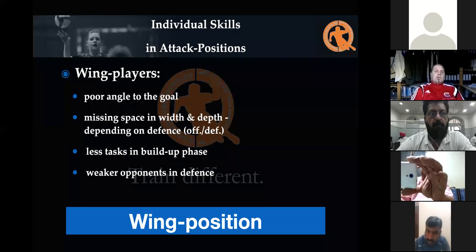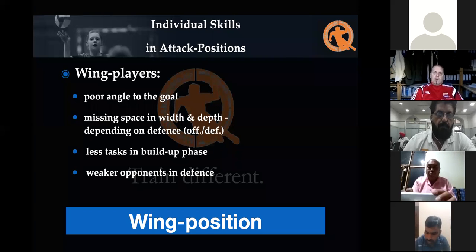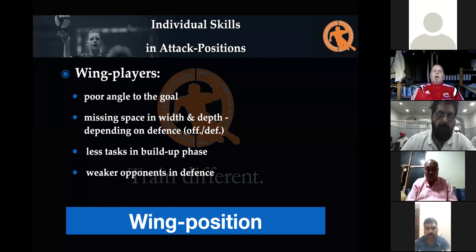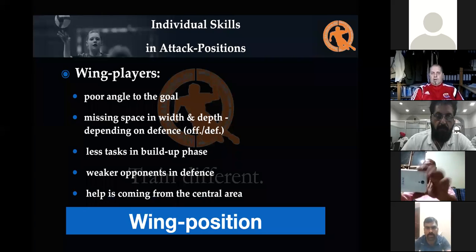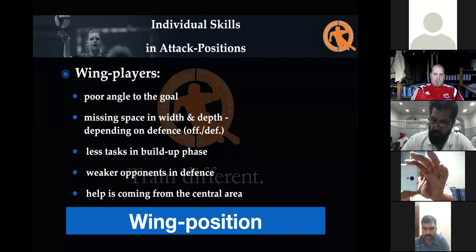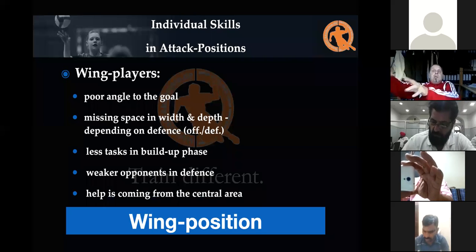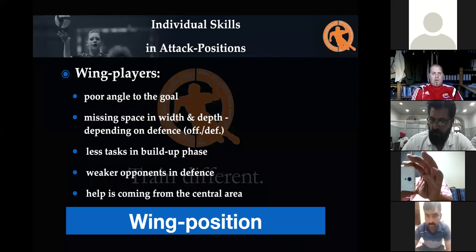But there are some positive aspects on the wing positions too. First of all, opponents in defense are not the strongest, because stronger defenders are in the center positions against the backcourts. So it's easier to create an advantage in the wings. And second is, if an advantage is created in a wing position, moving inside, the second defender is coming from the center, and then space is created in the center of the court. So this is not too bad.